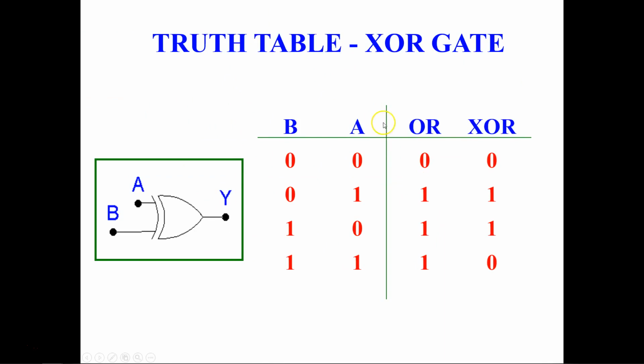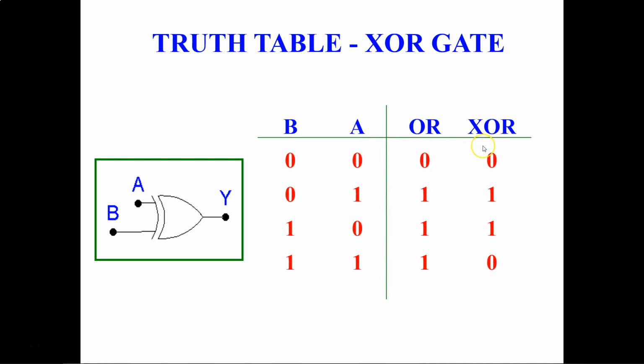So here you have the same B and A. These are the inputs, and these are the four combinations we have. And then you have the OR gate and the XOR gate. So for the OR gate, the output is going to be low when both the inputs are low, otherwise it's going to be high. So this thing we have already seen.